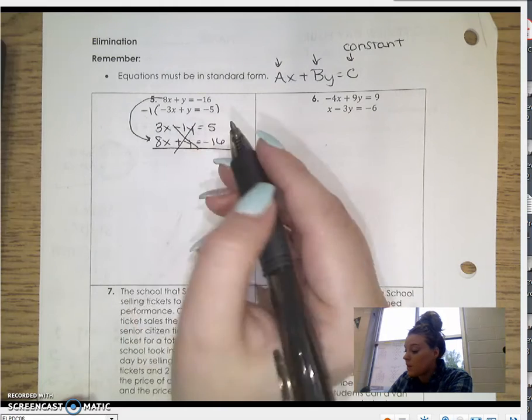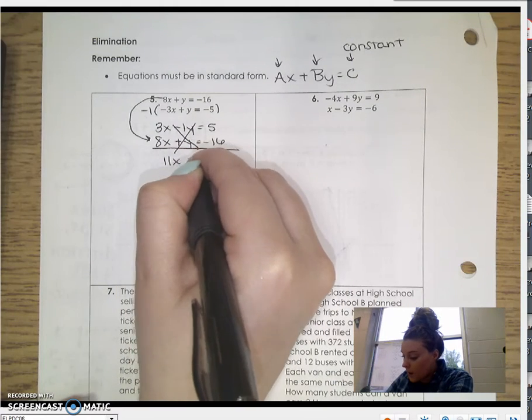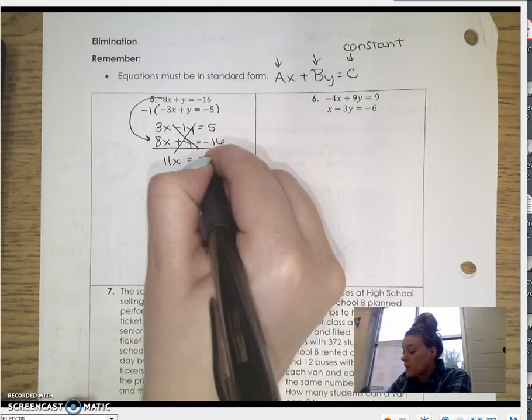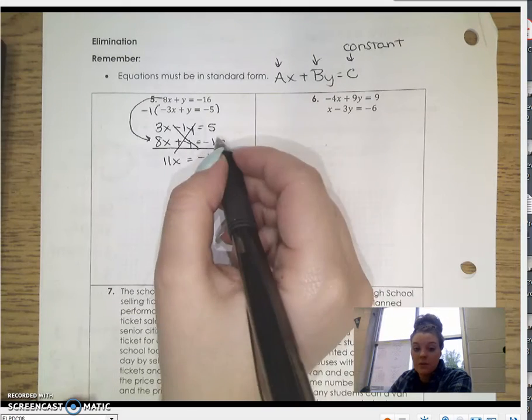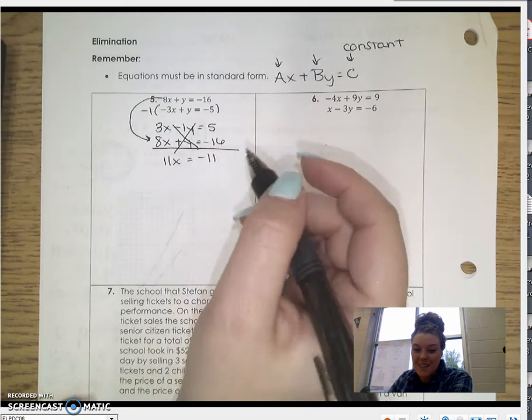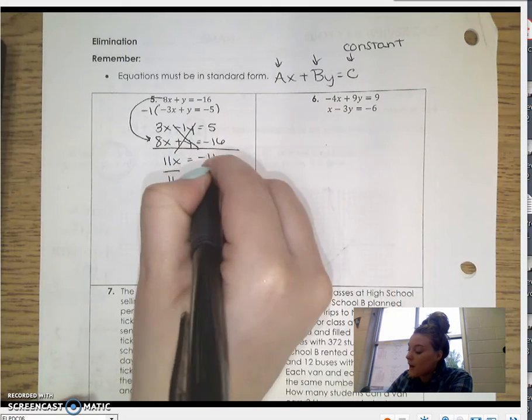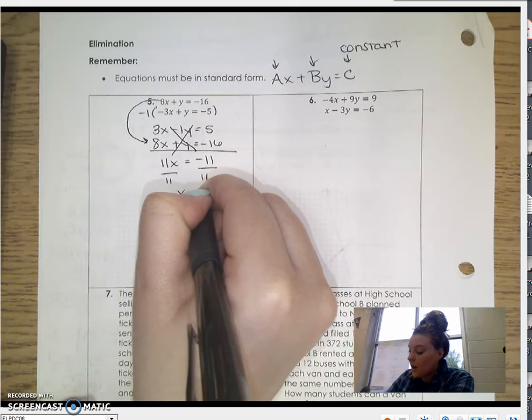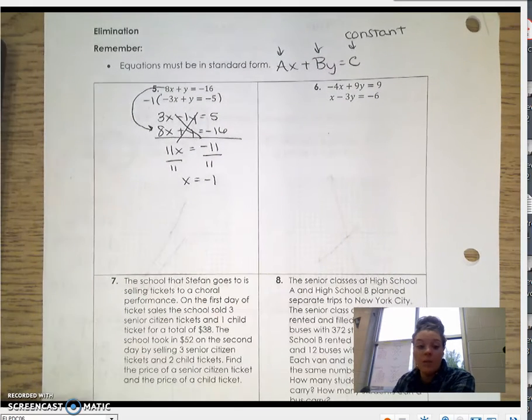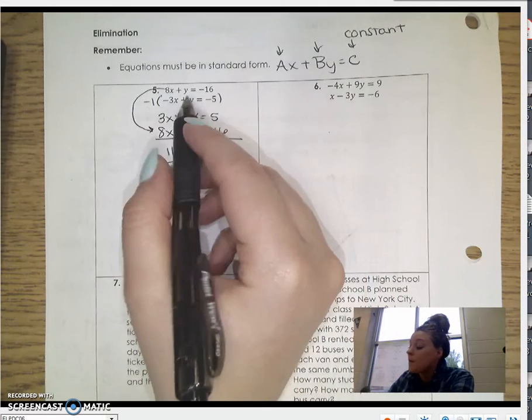So 3x plus 8x is 11x. 5 plus negative 16 is negative 11. Divide by 11 on both sides and you get x equals negative 1. That's only half of your answer. So at this point you could cross out any multiple choice options where x was not equal to negative 1. But now we have to solve for y.